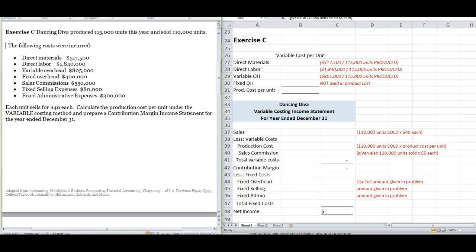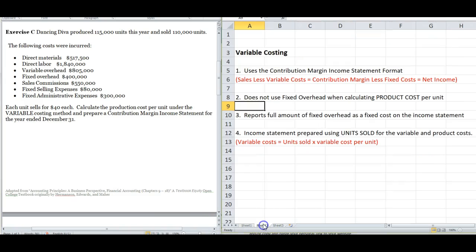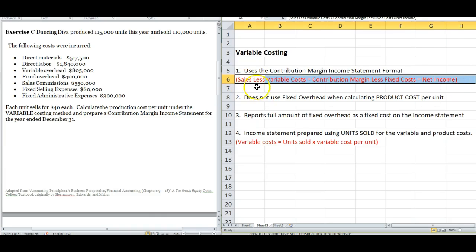Let's do some variable costing. When we're talking about variable costing, there's a couple of things we need to keep in mind. First, variable costing uses the contribution margin income statement format. The contribution margin income statement format is sales minus variable costs equals contribution margin. Remember, we learned about contribution margin in Chapter 5.